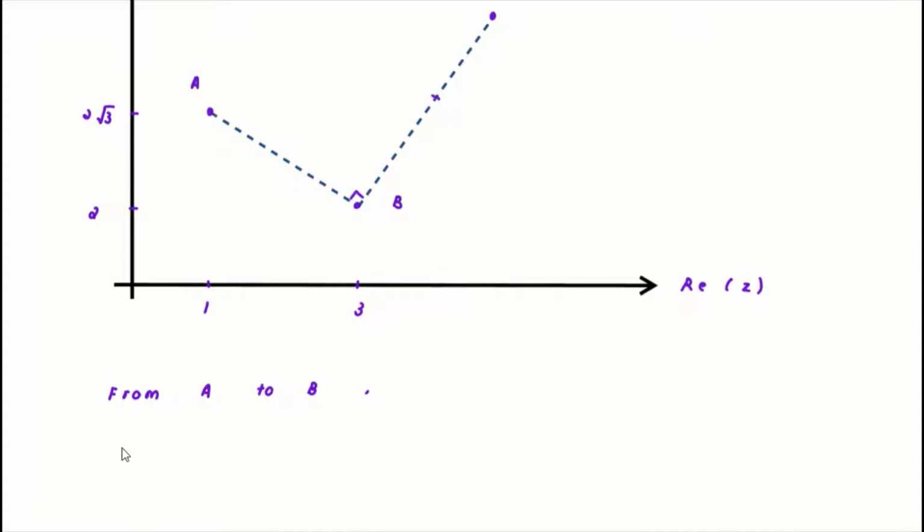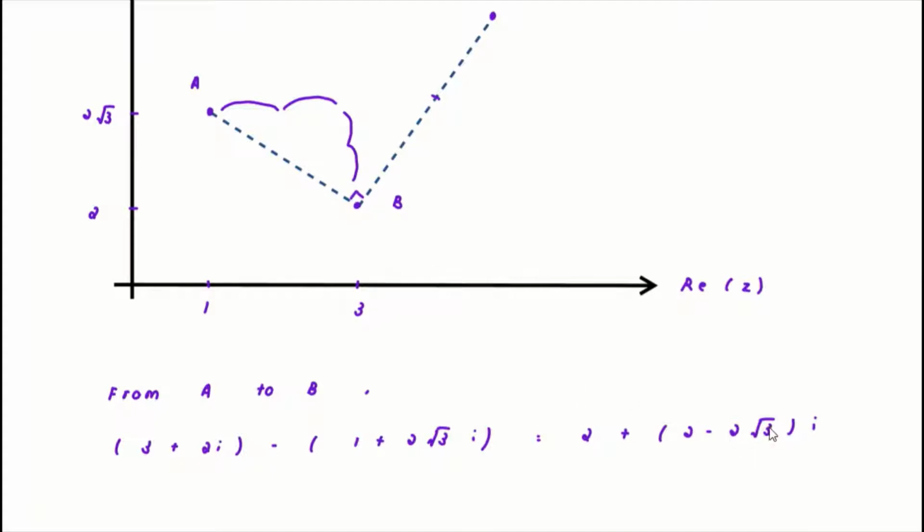So in this case, we have 3 plus 2i, minus 1 plus 2 square root 3i. This allows us to get 3 minus 1, which is 2, plus 2 minus 2 square root 3i. By looking at this picture, you should be able to realize that to move from A to B, you need to go to your right for 2 units, then go down for 2 minus 2 square root 3 units.